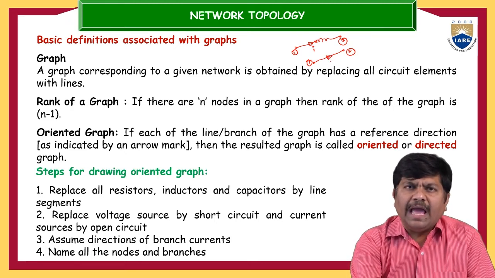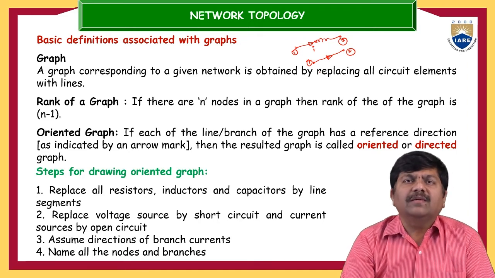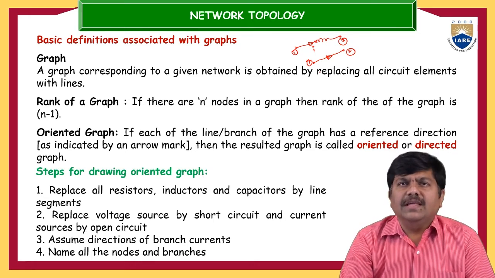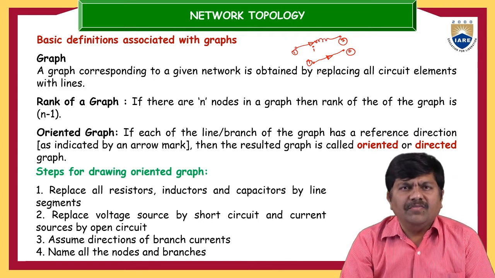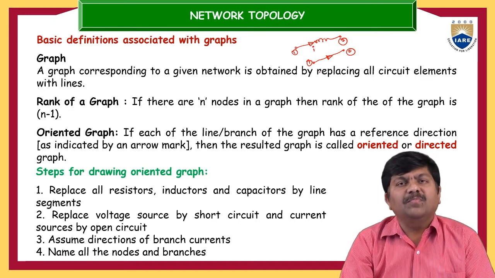If the arrow mark is not marked here, that might be just a graph. But if the arrow is also marked on every branch, then that is the oriented graph. Oriented graph means all the line segments, all the branches, are represented in a proper direction. If each line or branch of the graph has a reference direction indicated by an arrow mark, then the resultant graph is called an oriented or directed graph. The simple thing is, if the arrowheads are not there, if the energy flow is not clearly marked, that might be just a graph.